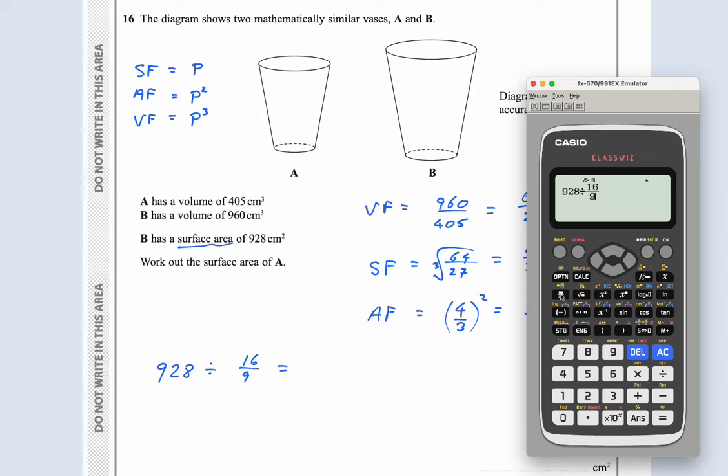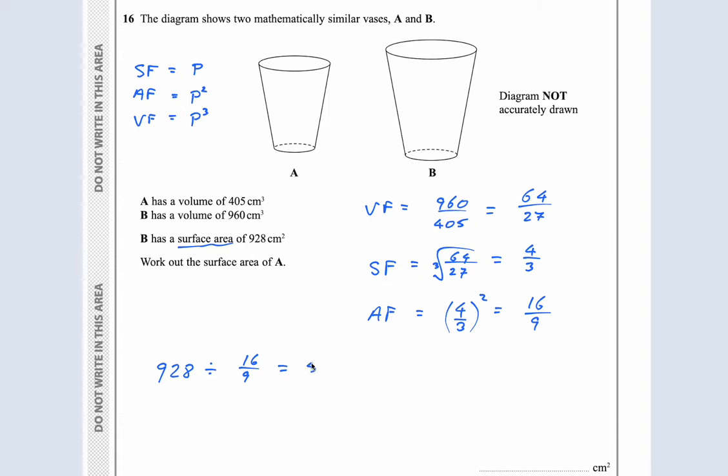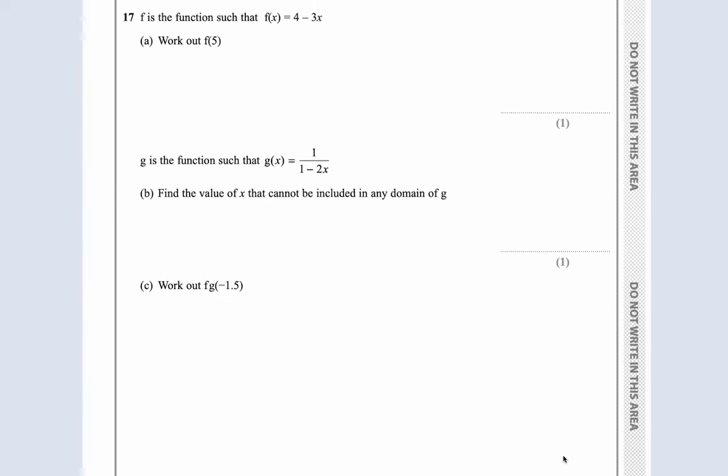This gives me 522. So the surface area is 522 centimeters squared. 522. Okay. Question 17.